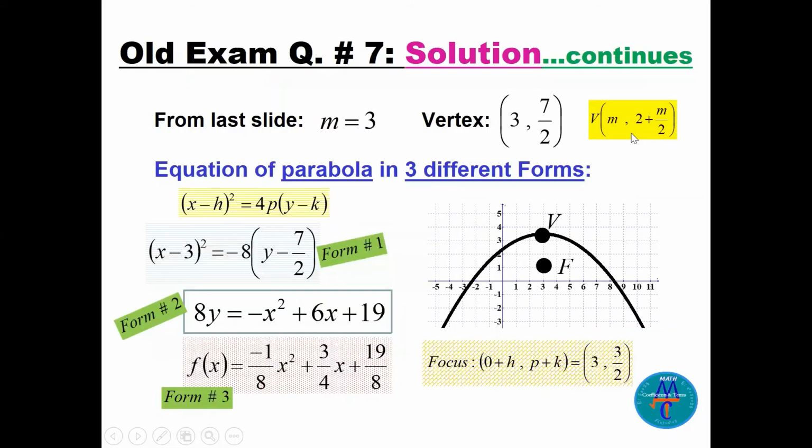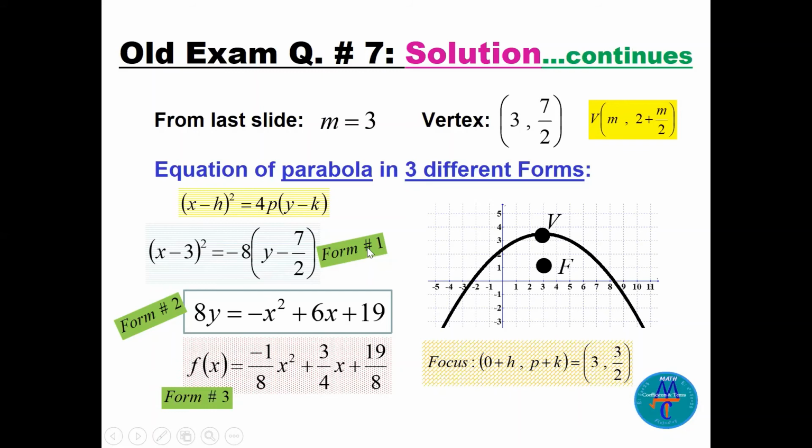Let's see that on the next slide. So m is 3, the vertex is (3, 7/2), because the vertex is given here. And now we can write the equation: (x - 3)² = -8(y - 7/2). Now this is the graph, easy, you can see that one, and the focus is (3, 3/2). What I did here on the left side, you see something nice.